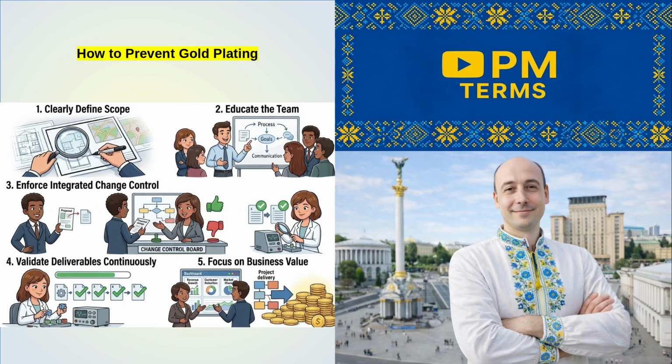Fourth, validate deliverables continuously. Regularly compare outputs against the scope baseline. Fifth, focus on business value. Deliver what was agreed, not what is assumed to be beneficial.